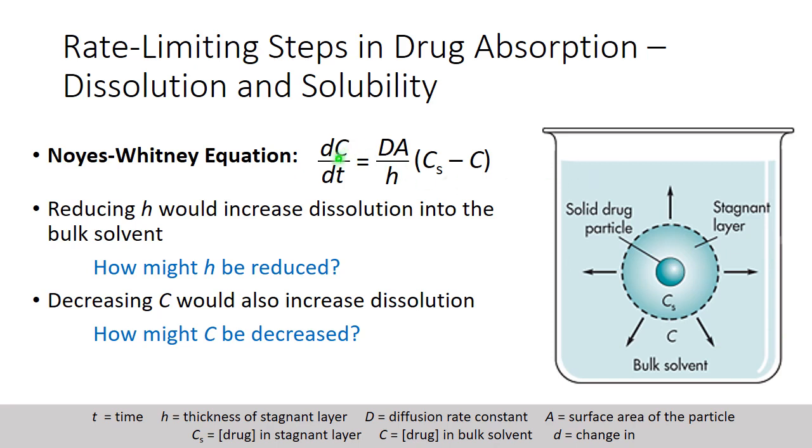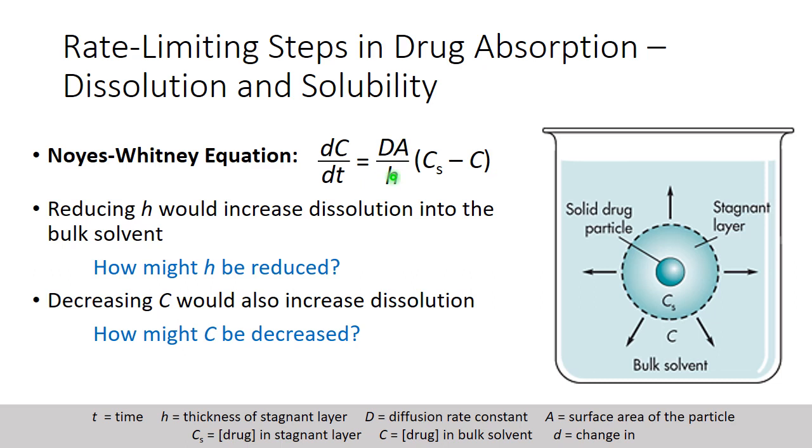So change in concentration over change in time is equal to the diffusion rate constant, and every drug is different. You have to experimentally determine that for each drug. That's how fast it diffuses. What is the surface area of the particle? At this point, it should already be disintegrated. Obviously, the larger the surface area, and I don't mean the larger the volume of the particle, but the more surface area, the faster the dissolution, okay? And then that's divided by the thickness of the stagnant layer.